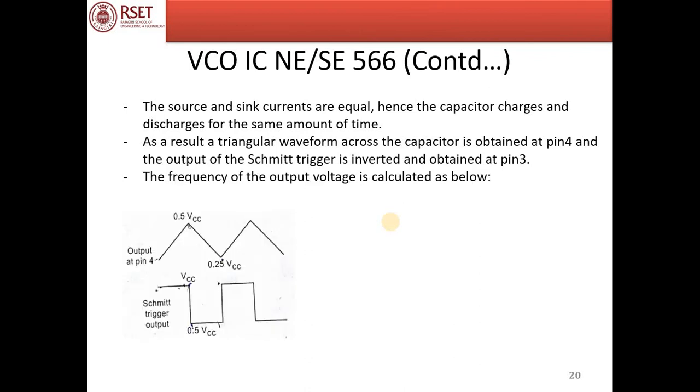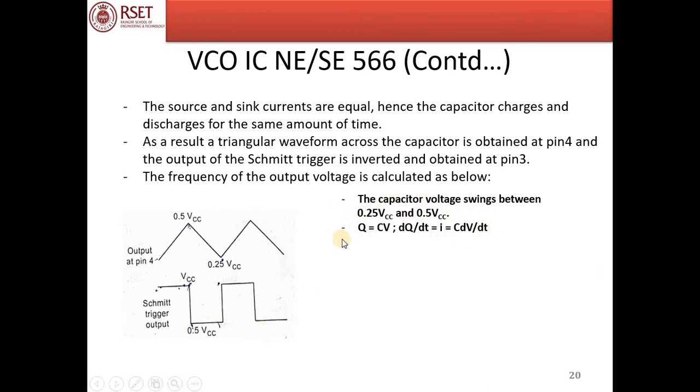So let us try to calculate the frequency of the output voltage. This is the triangular output obtained at pin number 4, and this is the Schmitt trigger output obtained at pin number 3. The triangular output varies between 0.25 VCC and 0.5 VCC, and the Schmitt trigger output varies between 0.5 VCC and VCC. So we are trying to find the frequency.